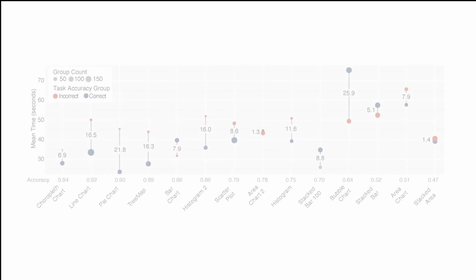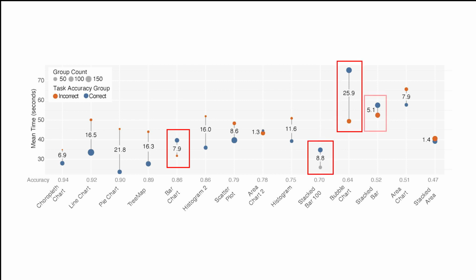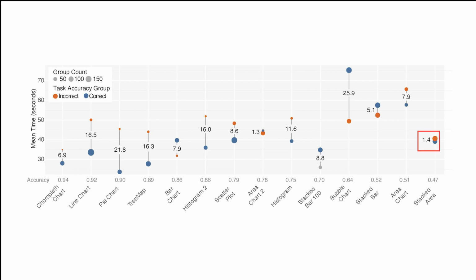In addition to exploring the barriers themselves, we also looked into how these barriers affected the time to complete tasks. Our results show that yes, for 10 of the 14 charts, incorrect tasks took longer than correct ones. Charts where the correct task completion took longer included the bar chart, the stacked bar chart 100, the bubble chart, and the stacked bar chart. The average difference in time between correct and incorrect tasks varied by chart, from less than just 2 seconds for the stacked area chart tasks up to over 25 seconds for the bubble chart ones.